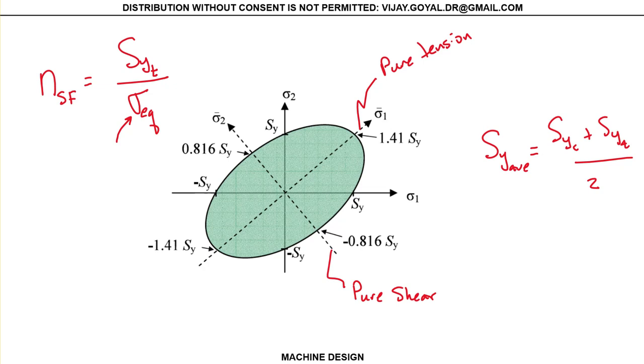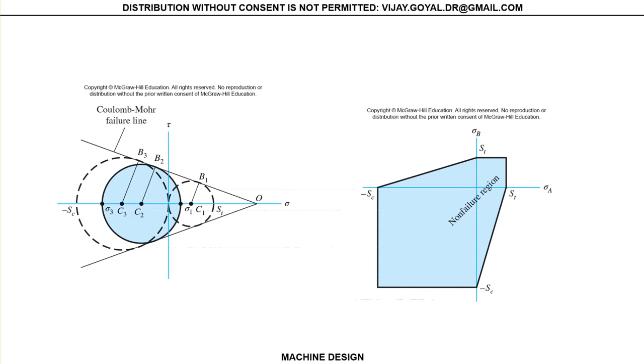Now let's compare. We have one more theory. Let me go over that theory very quickly before we do any comparison. And we have what we call the ductile Coulomb-Mohr theory.